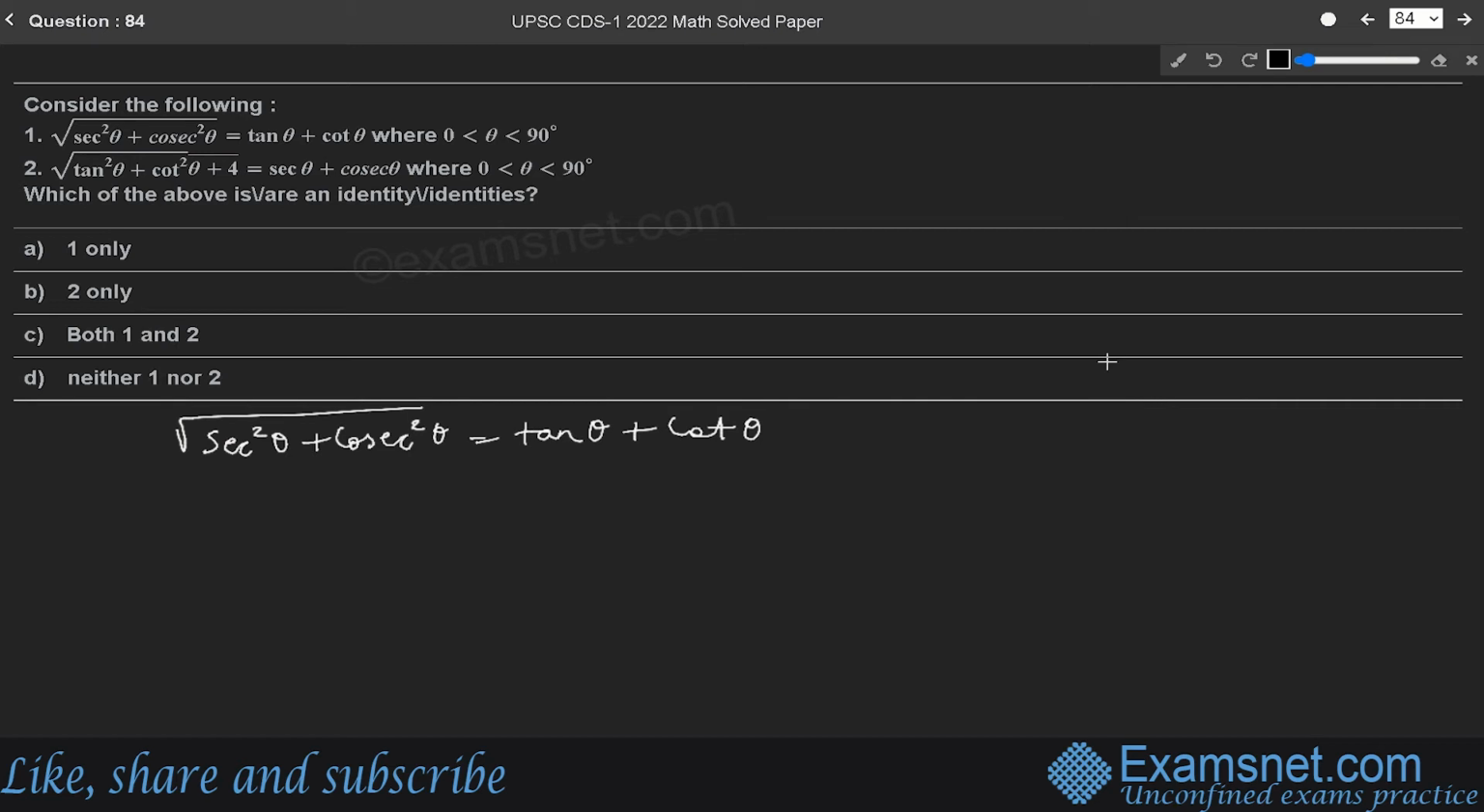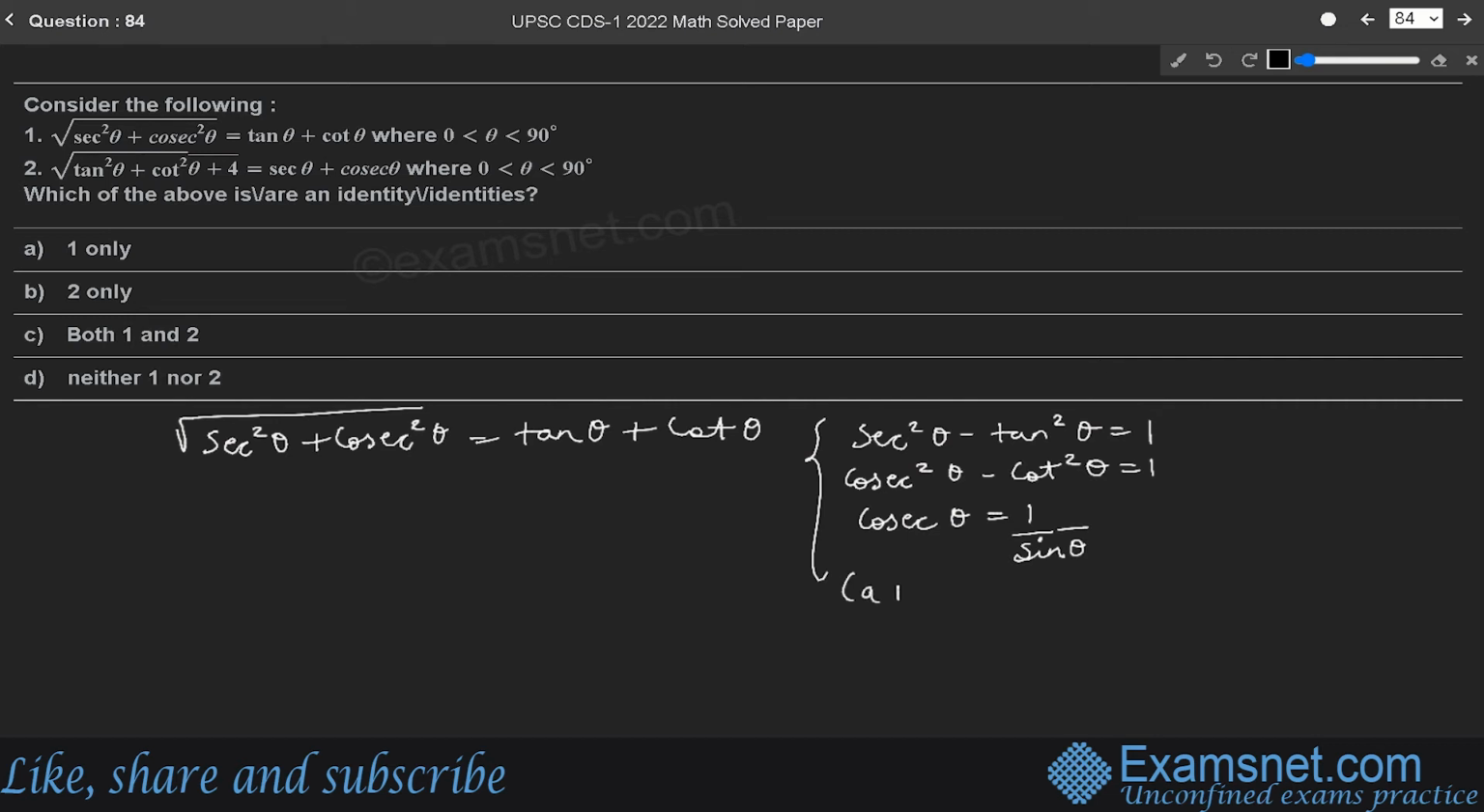For solving this question, we will need some basic concepts. So first, let us write the concepts. We know that sec square theta minus tan square theta is equal to 1 and cosec square theta minus cot square theta is equal to 1. Then cosec theta is equal to 1 upon sin theta. And we also know the identity (a plus b) whole square is equal to a square plus b square plus 2ab. We will be using all these concepts in this question.